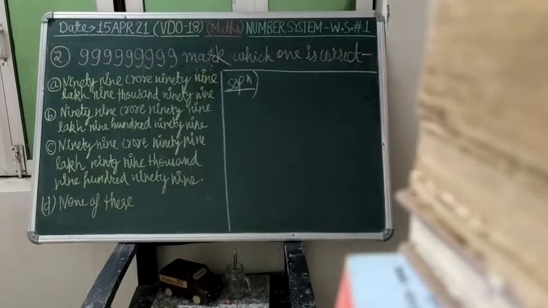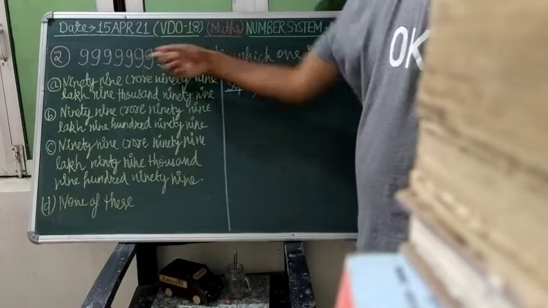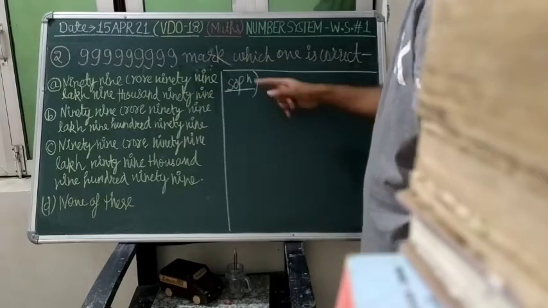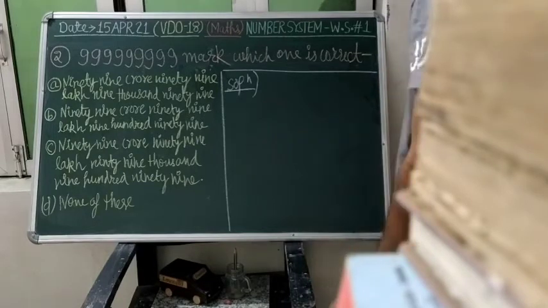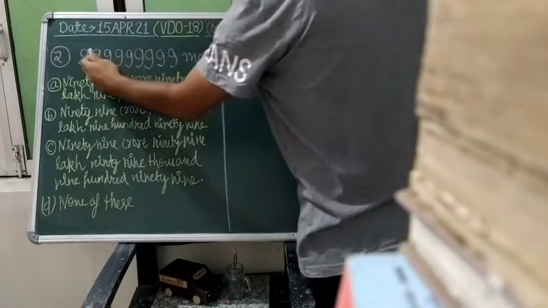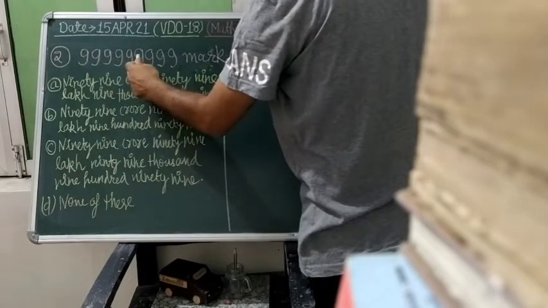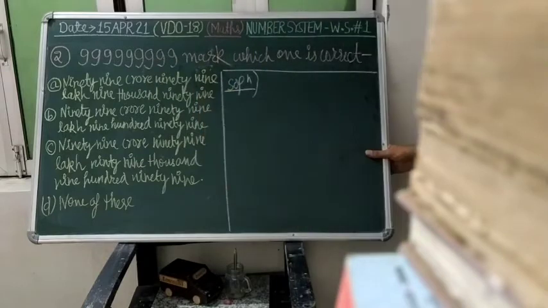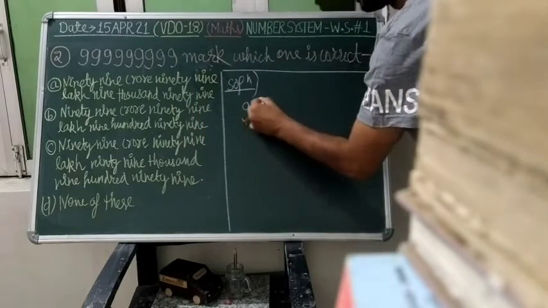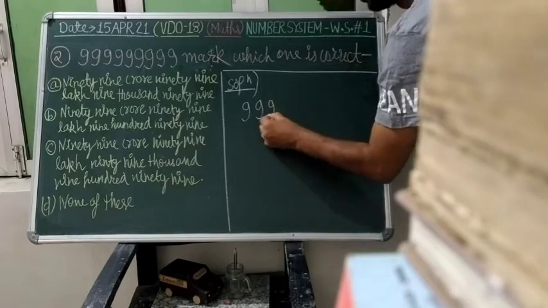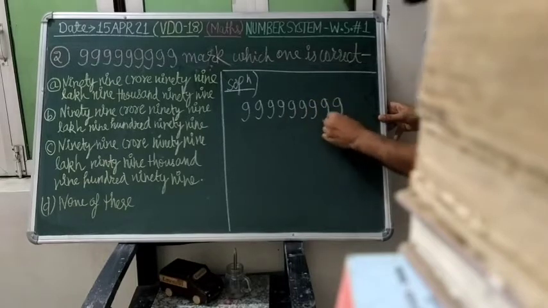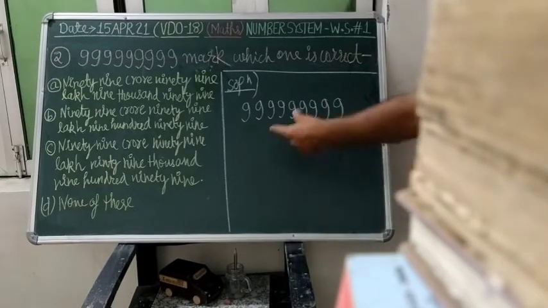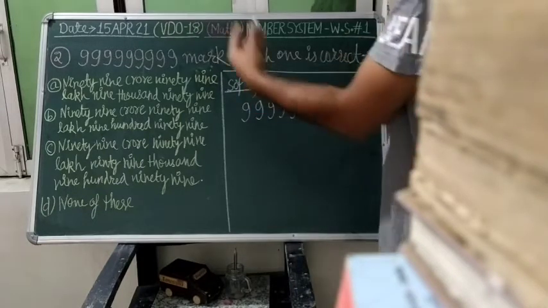Now move to the second one. This number is given to you and they are saying to mark which one is correct. You are looking that 9 is here, 1, 2, 3, 4, 5, 6, 7, 8, 9 times. So they are writing 9 nine times, and they are asking which one will be the correct one.